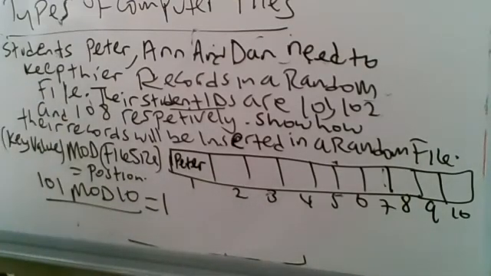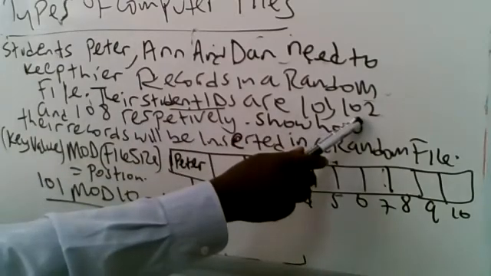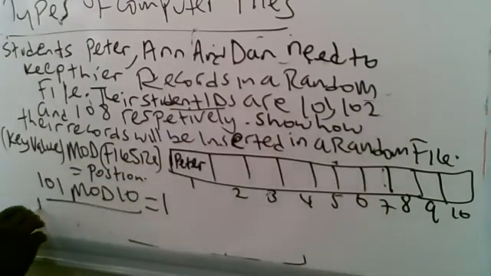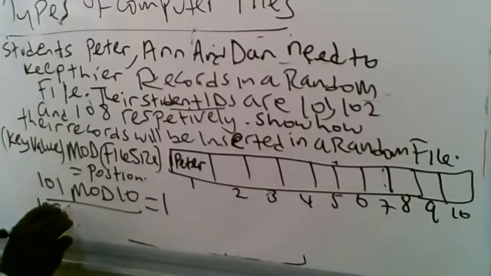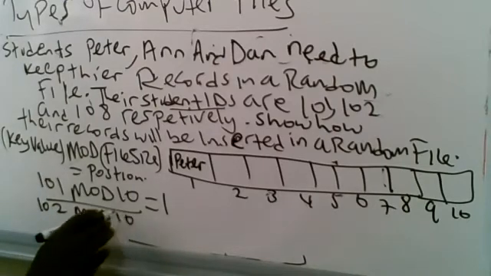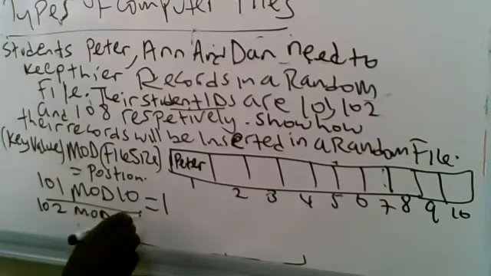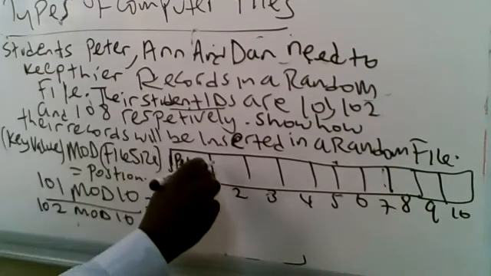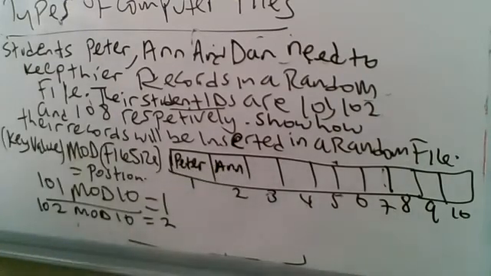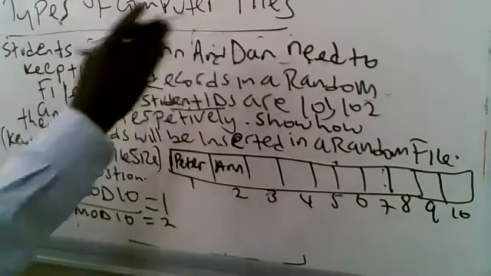We move to Anne. Anne's student ID is 102, which is the key value. So to get the position where Anne's record should be, we shall get 102 mod 10. 10 is our file size. The remainder will be 2. And that's where we shall put Anne's record.